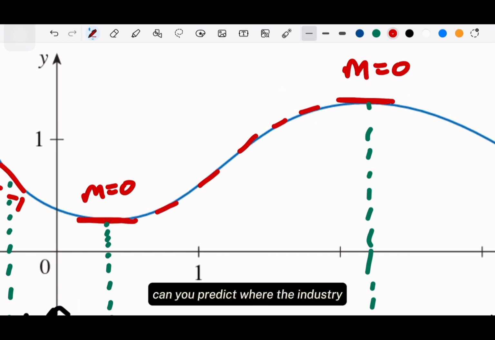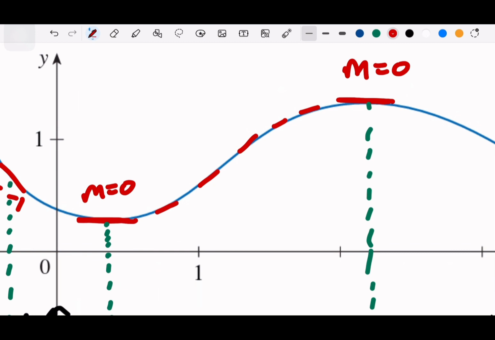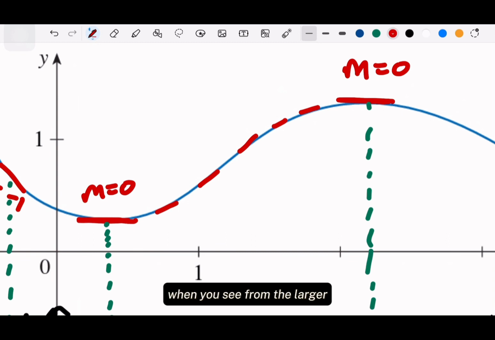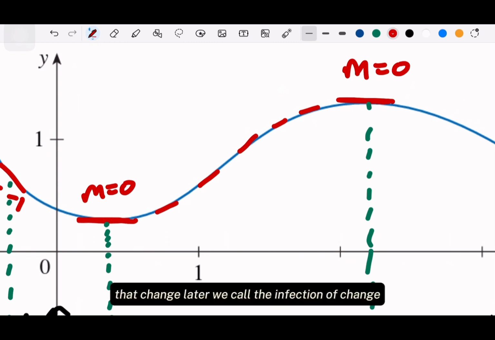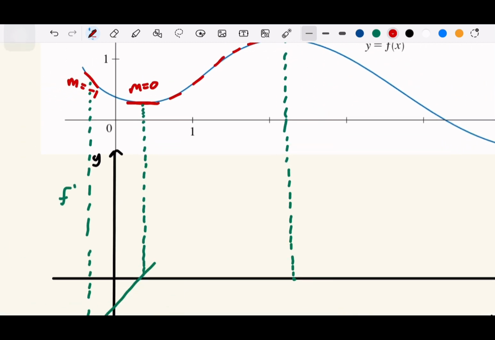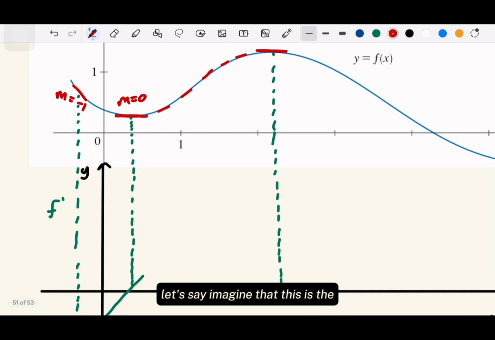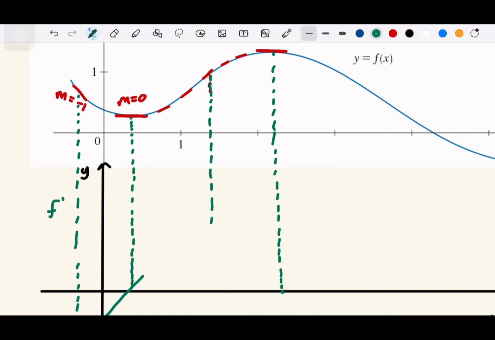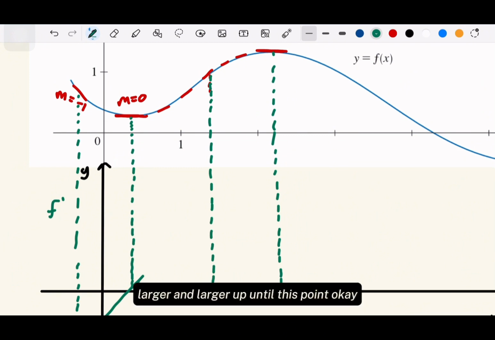Can you predict where in the derivative, which one is the maximum one? Here, right? Yes, around here. When you see it going from larger and then getting smaller, that change, later we call it the inflection point, that's the maximum of the derivative. So from this one here, let's say imagine that this is the change. So it's getting larger, larger, and larger up until this point.